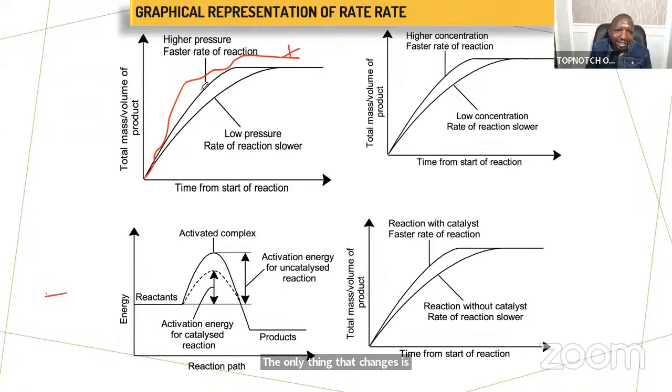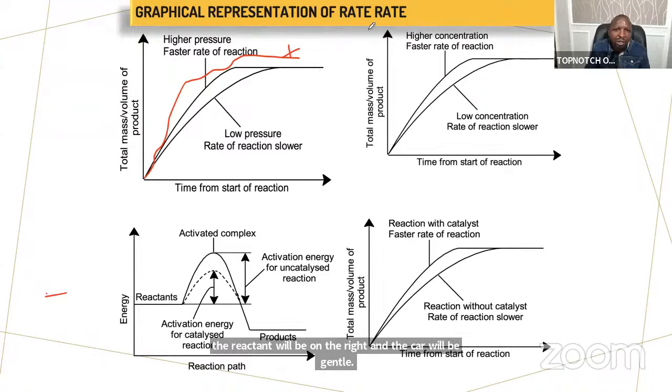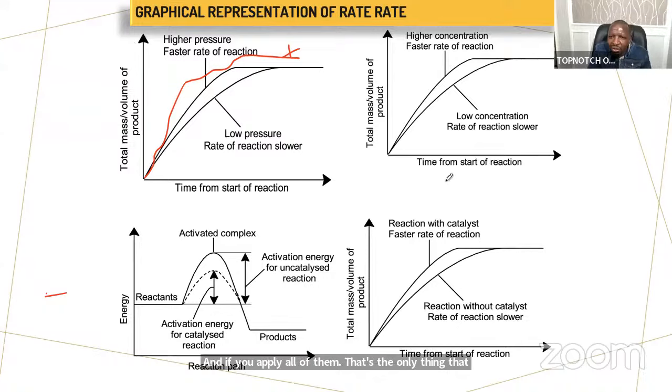So a faster rate of reaction, the curve will be very steep. Steep on the left means rate of reaction is faster. If you're using a very low pressure, then the reaction will be on the right and the curve will be gentle. And it applies for all of them. That's the only thing that you need to understand, whether you're plotting higher temperature or higher concentration, the higher concentration is faster rate of reaction. It will occur on the left and the curve will be steep.